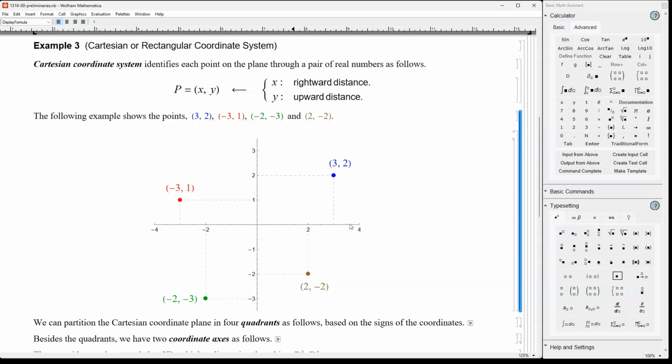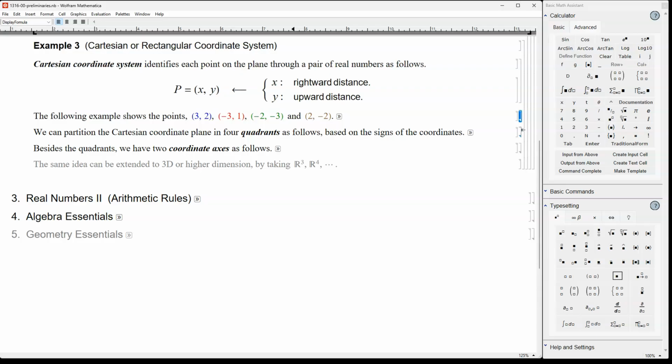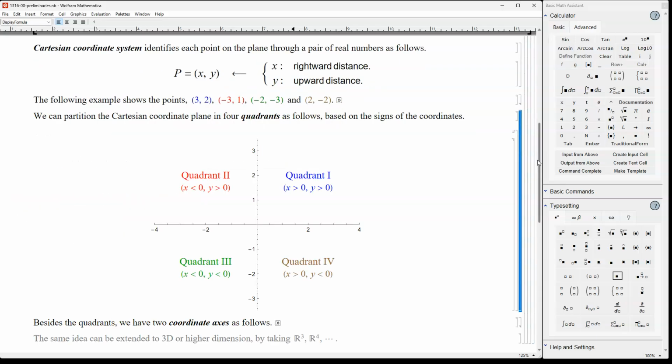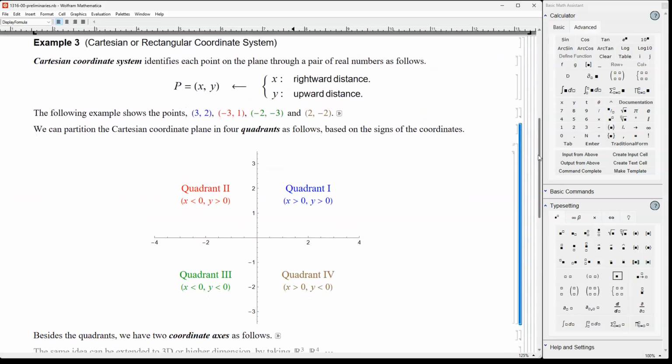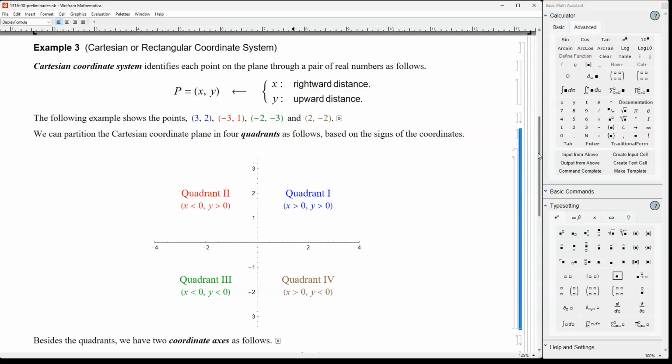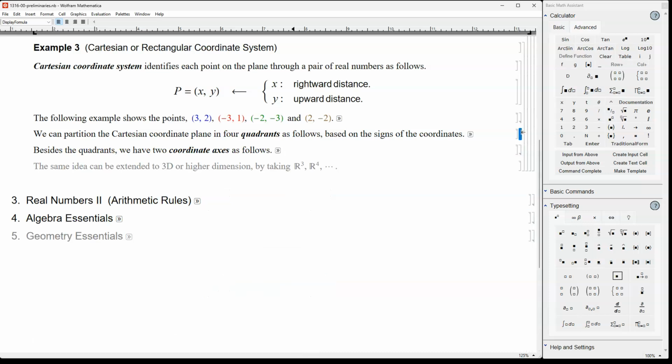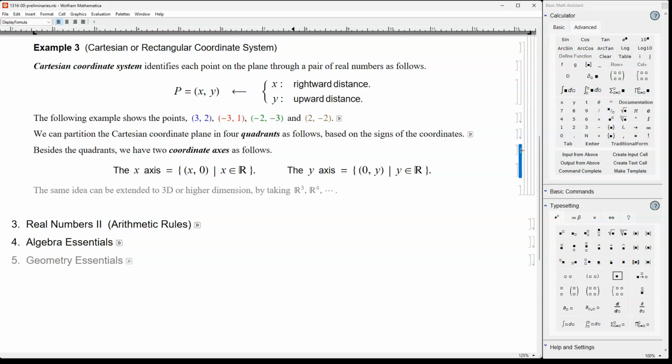So here, both x and y coordinates are positive. Here, x is negative, y is positive. X and y are both negative. Here, finally, x is positive, y is negative. And using those properties, we divide the Cartesian coordinate plane into 4 quadrants like this. Quadrants 1, 2, 3, and 4. And then, of course, there are coordinate axes, x-axis, y-axis, given by (x, 0) and (0, y).